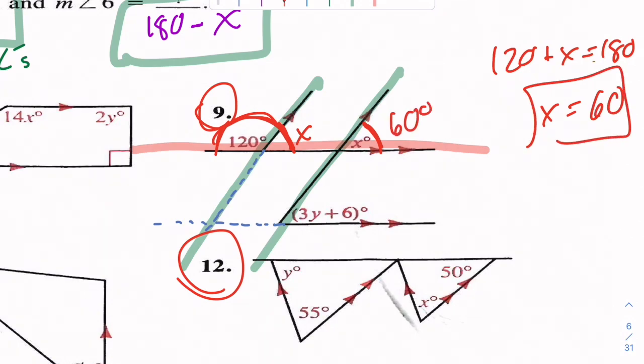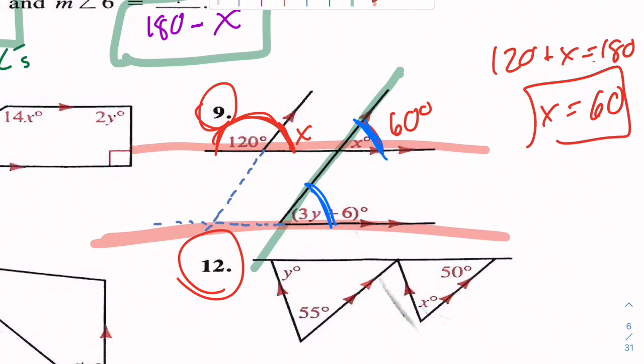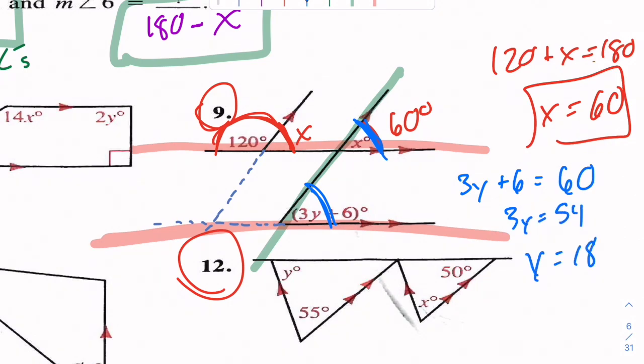If x is 60 over here, we also know that these 2 now in blue are also corresponding angles, okay? But with green being the transversal, and this is now your parallel line. So now I can set 3y plus 6 equals 60. Solve for that, 3y equals 54, y equals 18. Okay, not too bad.